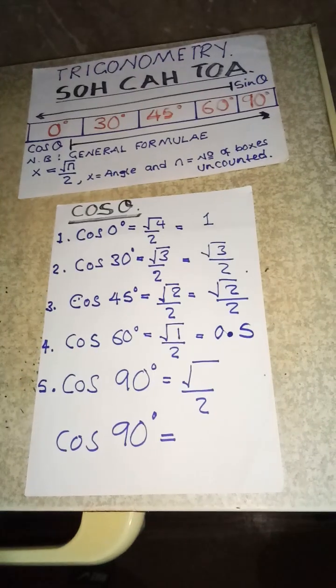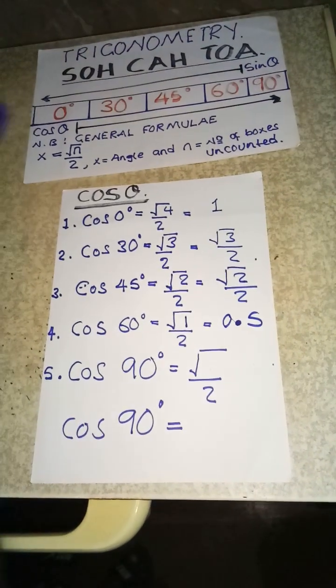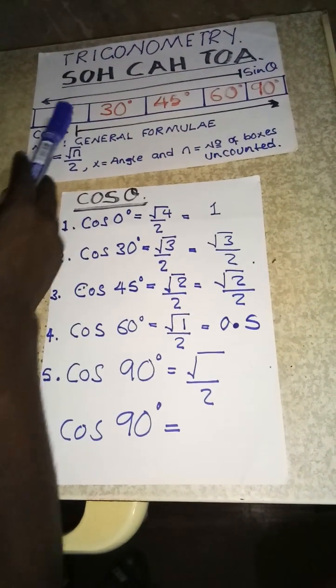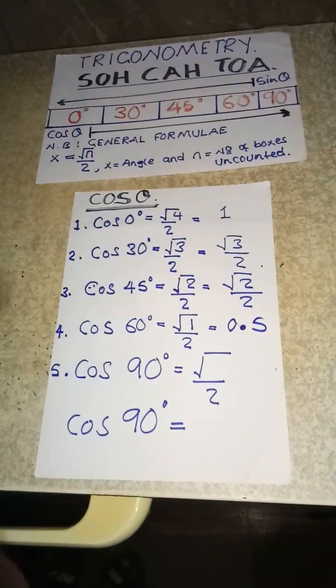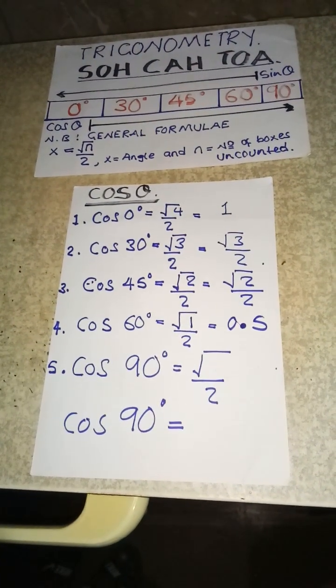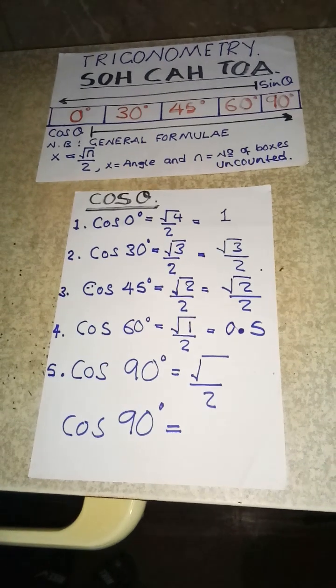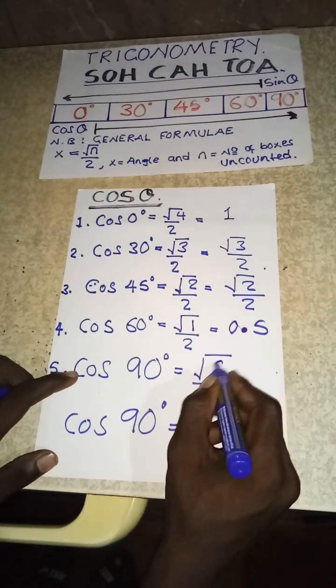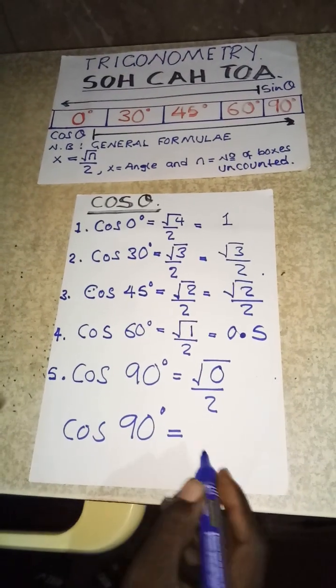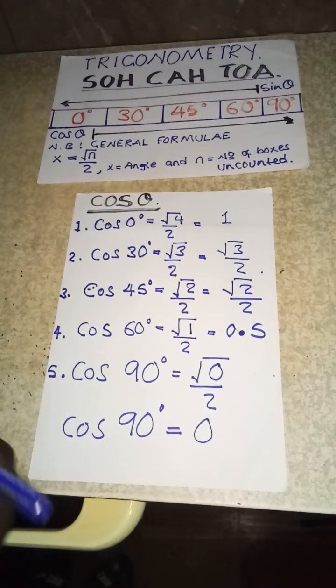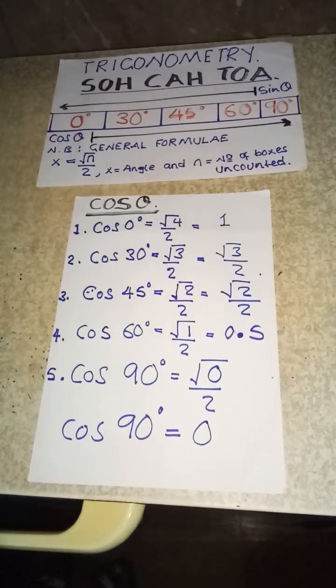So cos 90 degrees. Okay, cos what? 90 degrees. This is 0, this is 30, this is 45, this is 60, this is 90. Alright, so how many boxes will be left uncounted? 0, right? Okay, so we put 0 here. So what is the root of 0 divided by 2? The answer is 0. So which means cos 90 is 0.